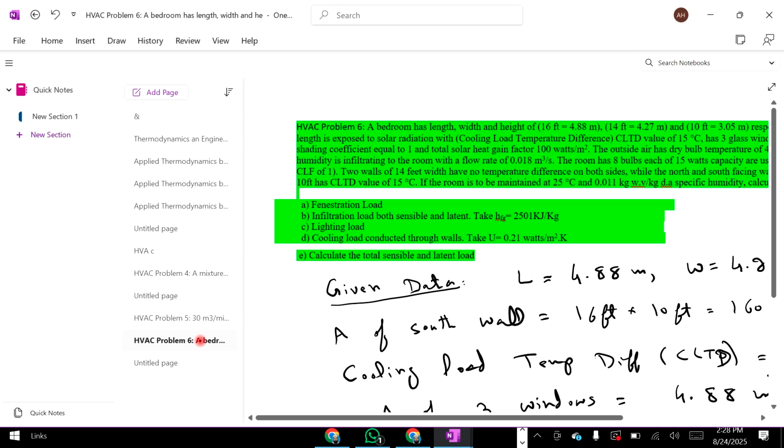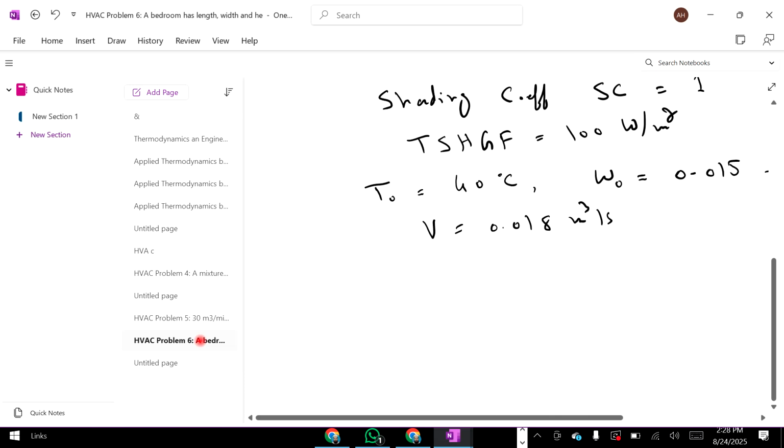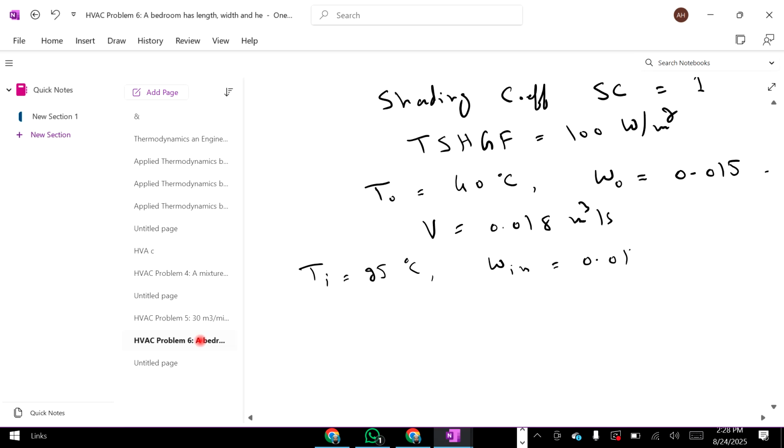If the room is to be maintained at 25 degrees centigrade, this is inside temperature and specific humidity of 0.011. This is not missing but given at the end. T inside is equal to 25 degrees centigrade and specific humidity inside the room is 0.011.